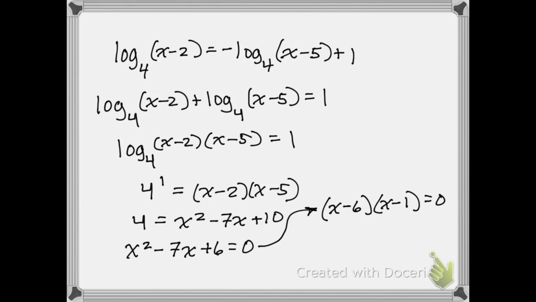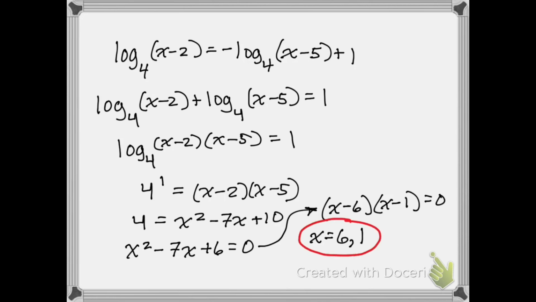Now, I would expect that the ones that you encounter here will work out conveniently and you'll be able to factor them. If you were not able to factor it, of course, if it's a quadratic, you could use the quadratic formula. But where we're at here with these factors, we can use the zero product property and say x equals 6 or 1. But we have one more thing to check here.